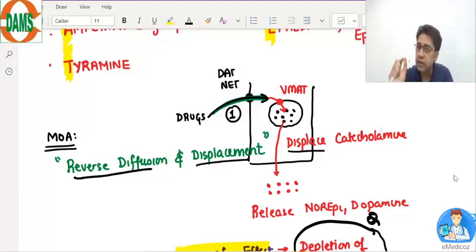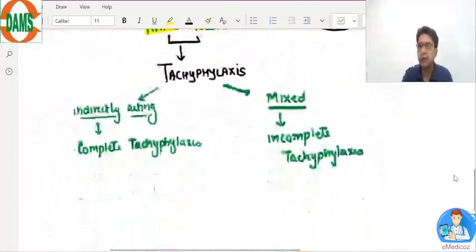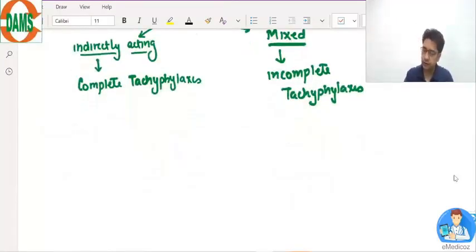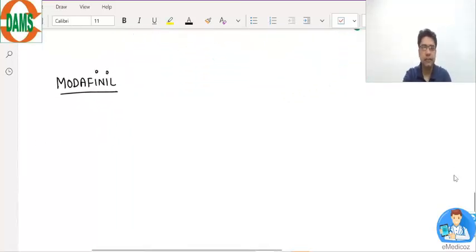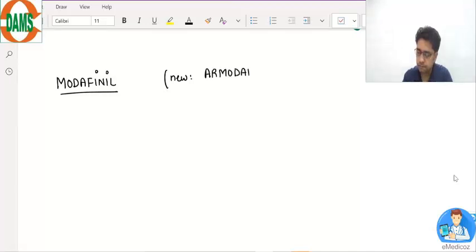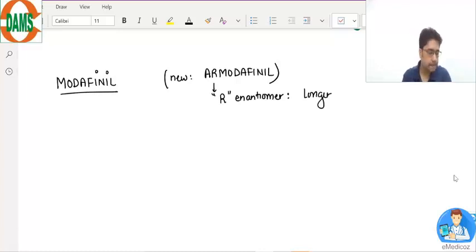So let's talk about now individual drugs. Can you tell me the first drug we have written was modafinil? You're right. The first drug we have written is modafinil. Now we have a new drug, R-modafinil. R-modafinil is the R enantiomer, and it is longer acting.